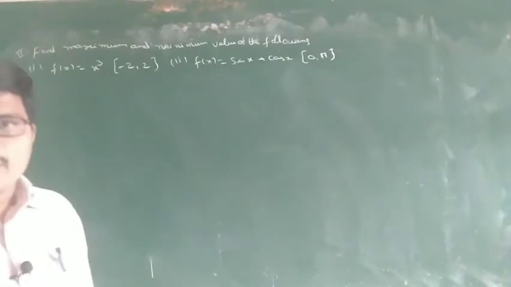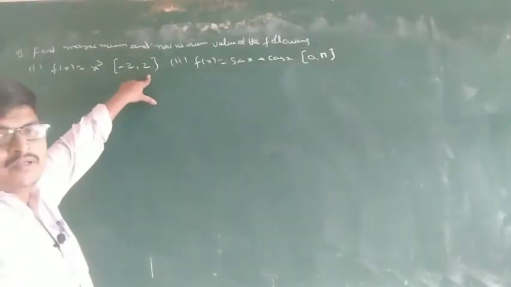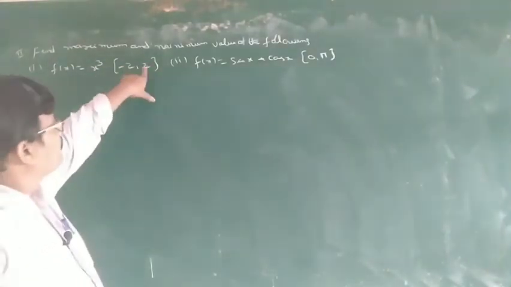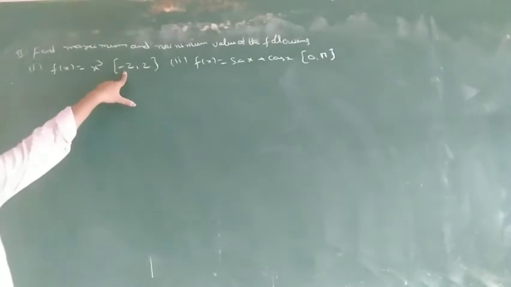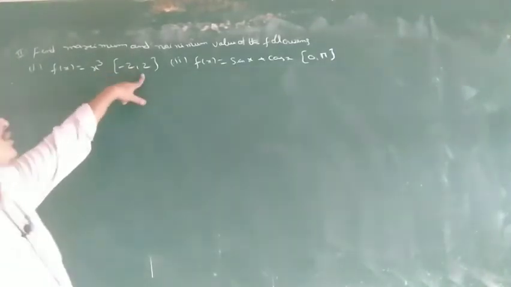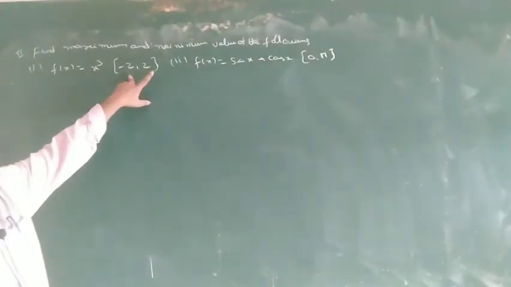You know closed interval and open interval. f of x is equal to x cube, minus 2 to 2, is a closed interval. Closed interval means minus 2 is also included: minus 2, minus 1, 0, 1, 2 also. An open interval minus 2 comma 2 means excluding minus 2 and 2: minus 1, 0, 1. This is the meaning. So find the maximum and minimum value.